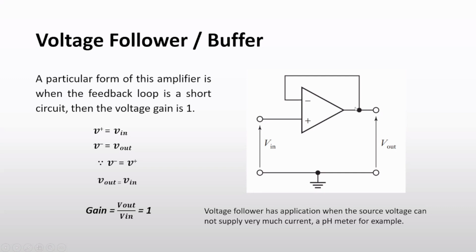So if this is V out, the voltage at the inverting input is also V out, and it's similar to the voltage at the non-inverting input. So you can see V in is equal to V out. As V out is similar to V in, the gain is 1. That means the voltage out follows the voltage in. That's why we call it a voltage follower.